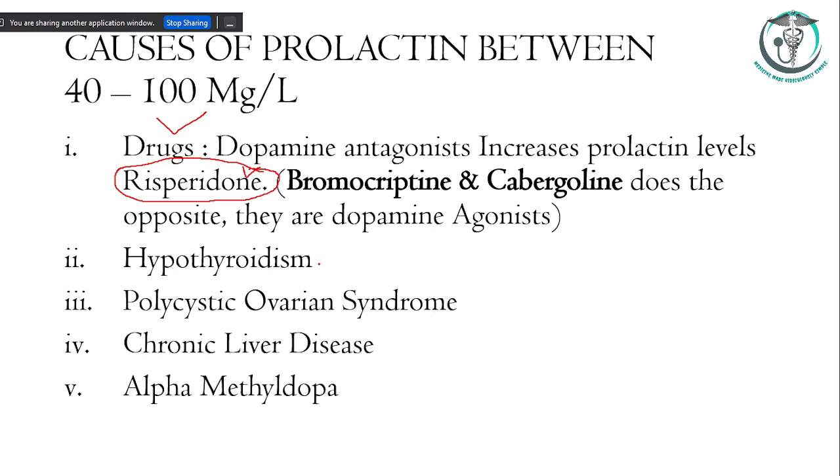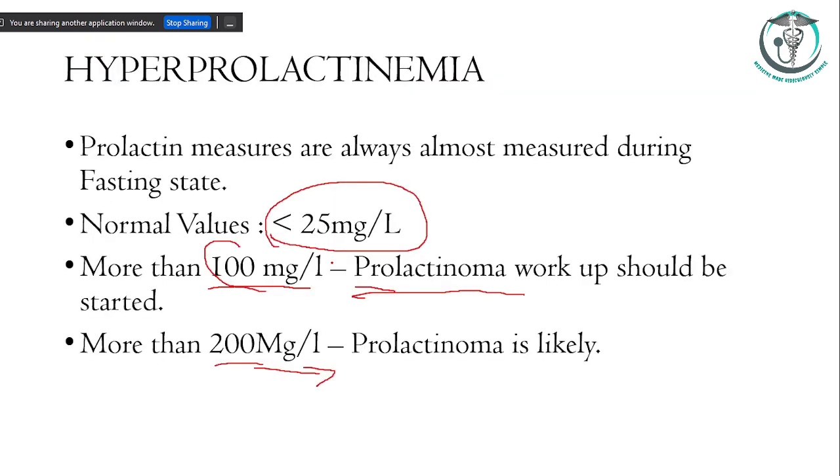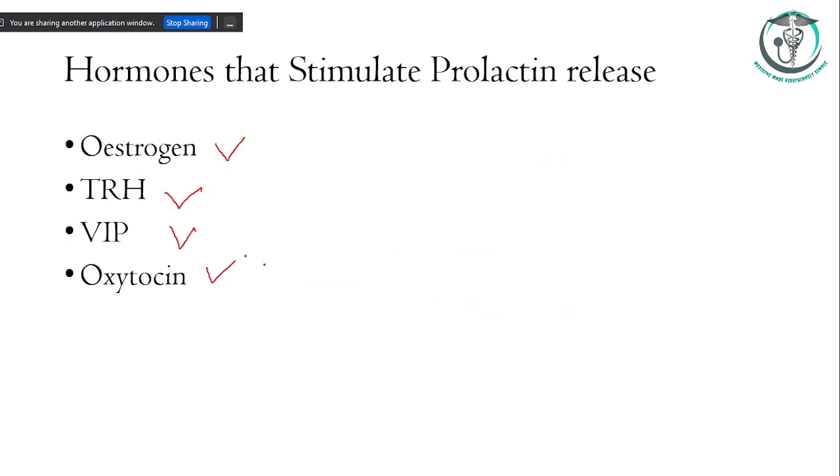Hypothyroidism. Hypothyroidism causes hyperprolactinemia. The answer lies here. Hormones that stimulate prolactin release. One of them was what? Thyrotropin releasing hormone. Remember, thyrotropin releasing hormone is produced by the hypothalamus.